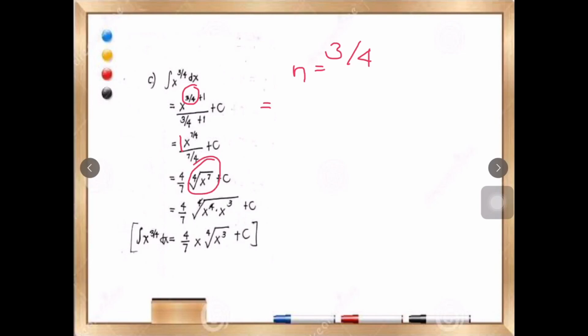Let's simplify this again. By the law of exponents, when multiplying, the exponents are added, so 7 is 4 plus 3. Cancel the 4 again. So, we will get that the integral of x raised to 3/4 dx is equal to 4 over 7 x, times the fourth root of x to the third, plus arbitrary constant c.